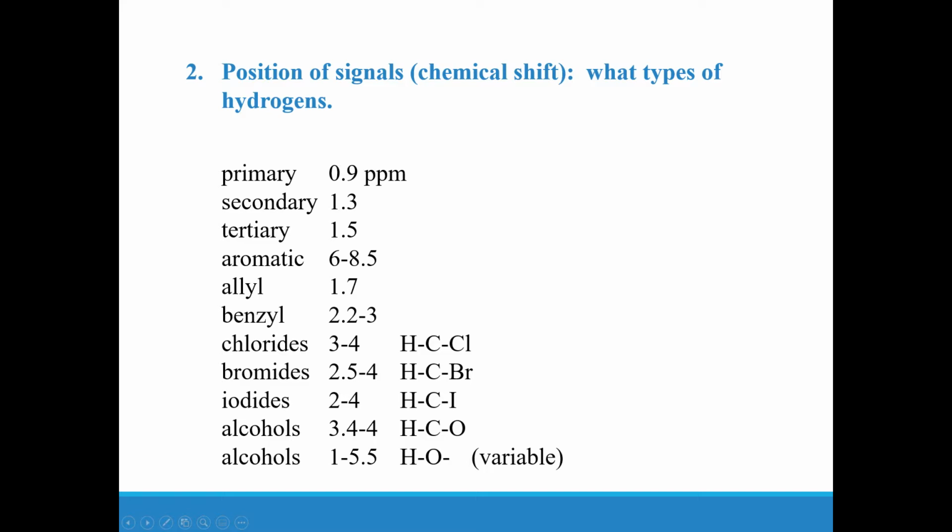Remember that the position of these signals tells you what types of hydrogens there are. Primary hydrogens will be at 0.9 ppm, secondary at 1.3, tertiary at 1.5. Hydrogens in an aromatic are 6 to 8.5. Hydrogens of an allyl are 1.7, and in a benzyl, 2.2 to 3. And then these can shift if we add some kind of halogen, such as chlorides, bromides, or iodides, and they're usually anywhere from 2 to 4. And then alcohols will also affect the position of these signals.